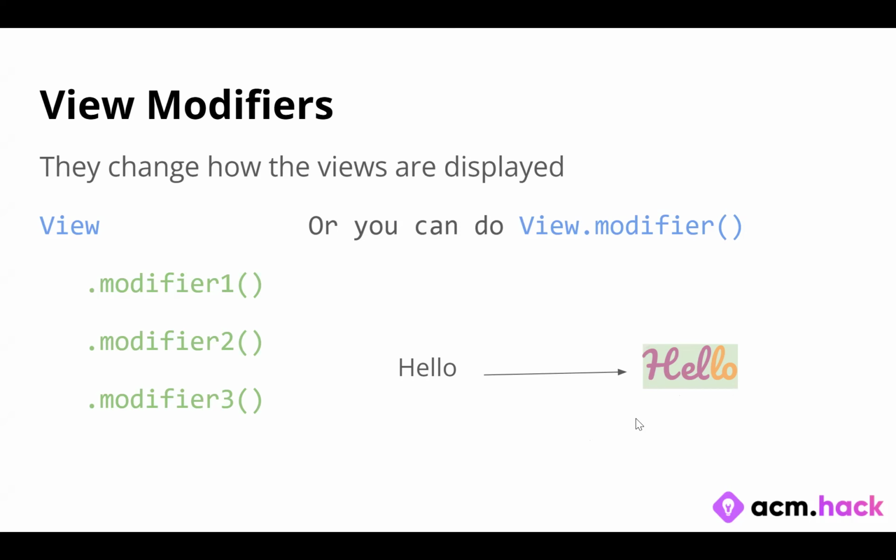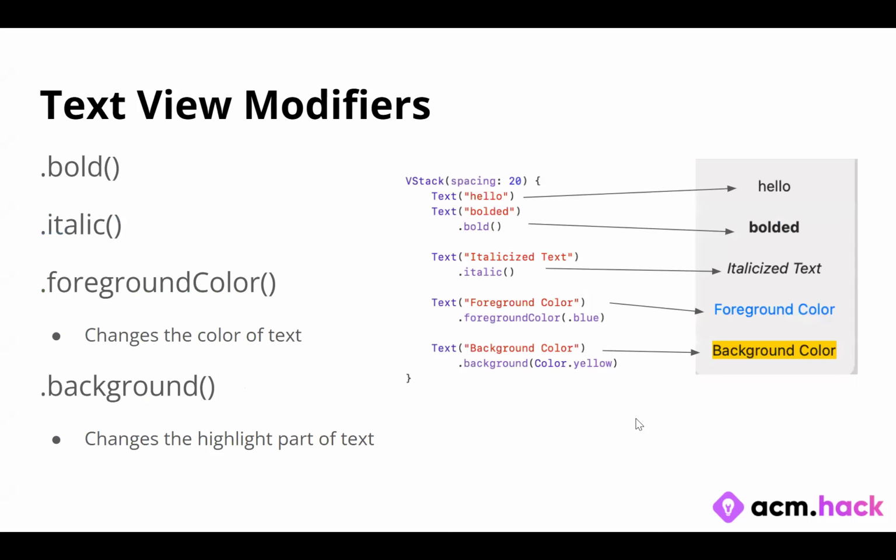All right. So let's get into some text view modifiers. We have dot bold, dot italic, dot foreground color. Basically, what that does is it changes the color of the text. And we have dot background. Basically, it changes the highlight of the text.